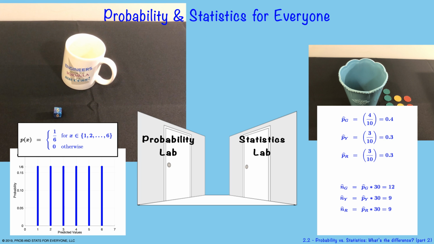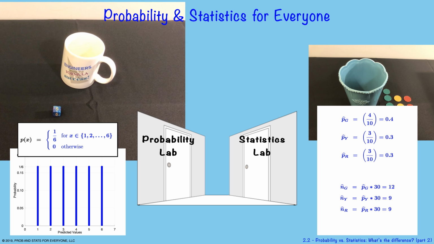On the left, we have our Notional Probability Lab. And in that lab, we consider the random outcome from rolling a single six-sided die, which we presume to be fair, meaning each side was equally likely to land facing up. We developed a mathematical model for the probabilities and represented that model in both equation form and graphically.